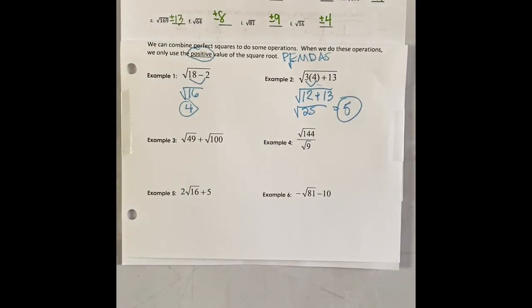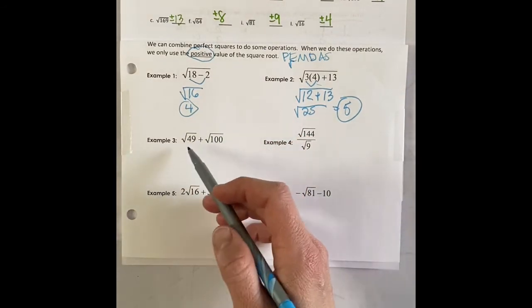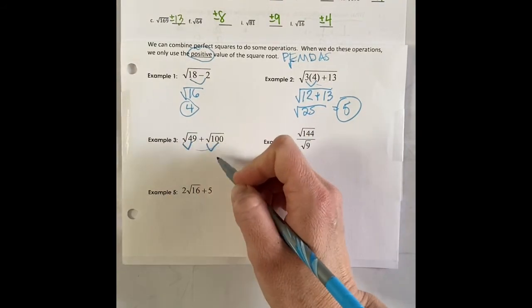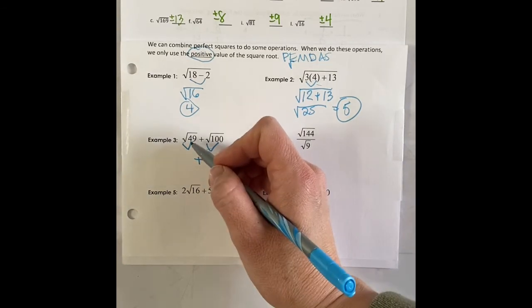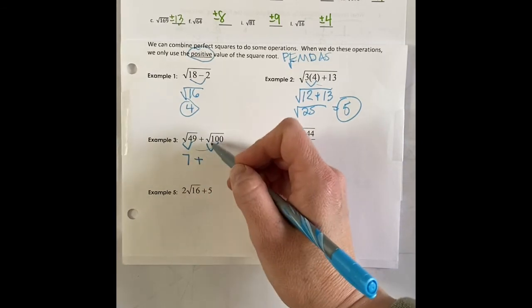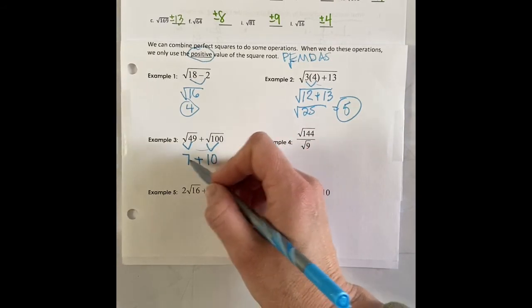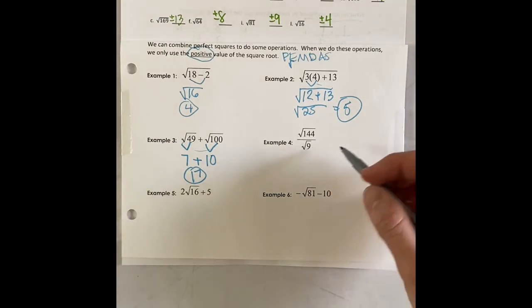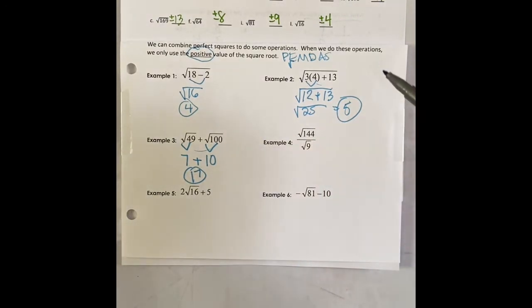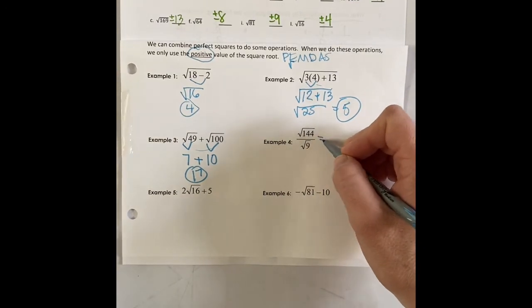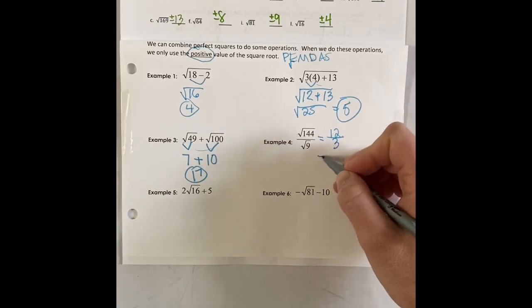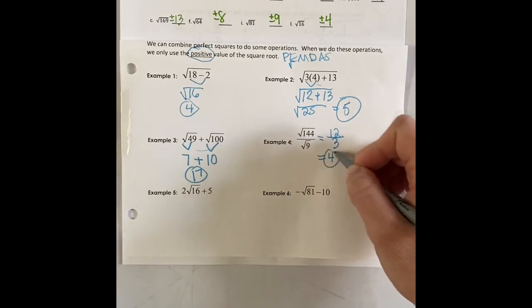Example number 3. We have the square root of 49 plus the square root of 100. Since we don't have an operation taking place underneath the radical sign, we're just going to take the square root of each of these numbers, and then I will do my adding. So the square root of 49 is 7, the square root of 100 is 10, and 7 plus 10 is 17. Number 4, we have the square root of 144 over the square root of 9. The square root of 144 is 12. The square root of 9 is 3. And then 12 divided by 3 is equal to 4.